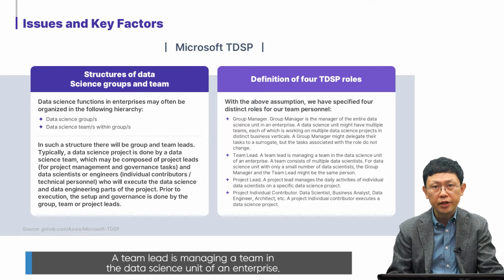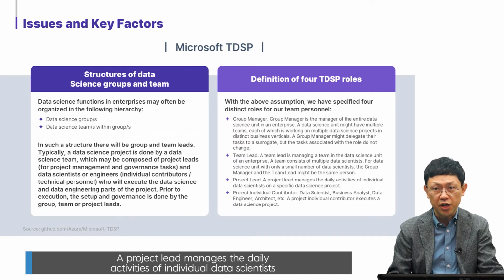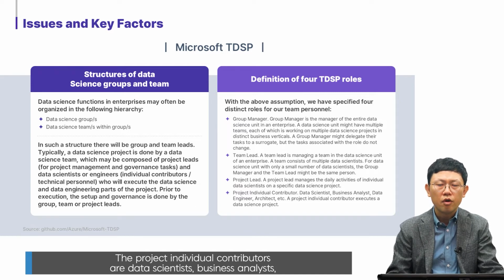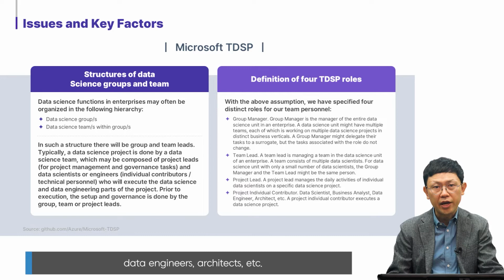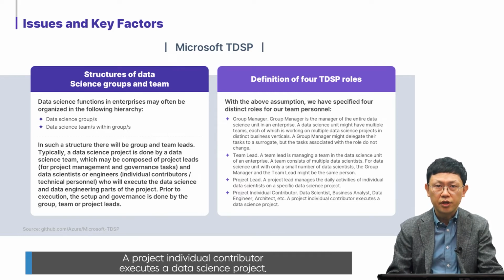A team lead is managing a team in the data science unit of an enterprise. A team consists of multiple data scientists. A project lead manages the daily activities of the individual data scientists on a specific data science project. Project individual contributors are data scientists, business analysts, data engineers, architects, etc. A project individual contributor executes a data science project.